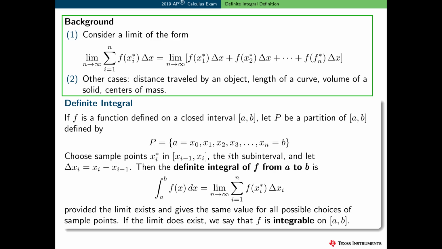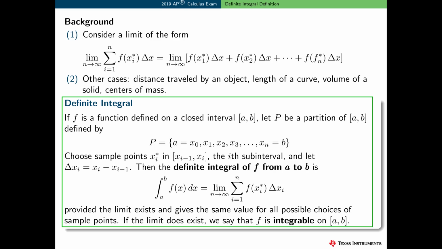Consider a limit of this form. Now, we've seen limits of this type when we try to compute the area of a plane region. And this same type of limit occurs in a wide variety of applications. For example, finding the distance traveled by an object, the length of a curve, or the volume of a solid. This limit is so important that it has a special name and notation.